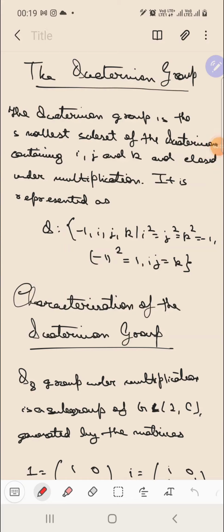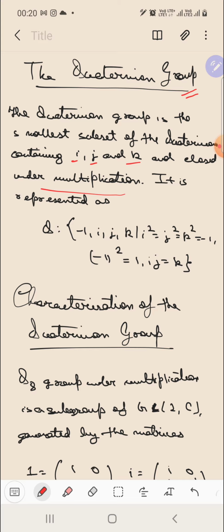So in this particular lecture, we are going to talk about quaternion groups. What is the basic definition of a quaternion group? The quaternion group is the smallest subset of the quaternions containing I, J and K and closed under multiplication. Clear? So the binary operation of a quaternion group is multiplication.